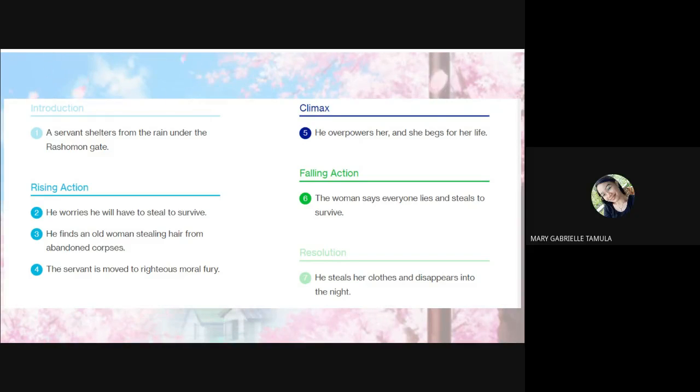A servant shelters from the rain under the Rashomon gate. He worries he will have to steal to survive. He finds an old woman stealing hair from abandoned corpses. The servant is moved to righteous moral fury. He overpowers her and she begs for her life. The woman says everyone lies and steals to survive. He steals her clothes and disappears into the night.